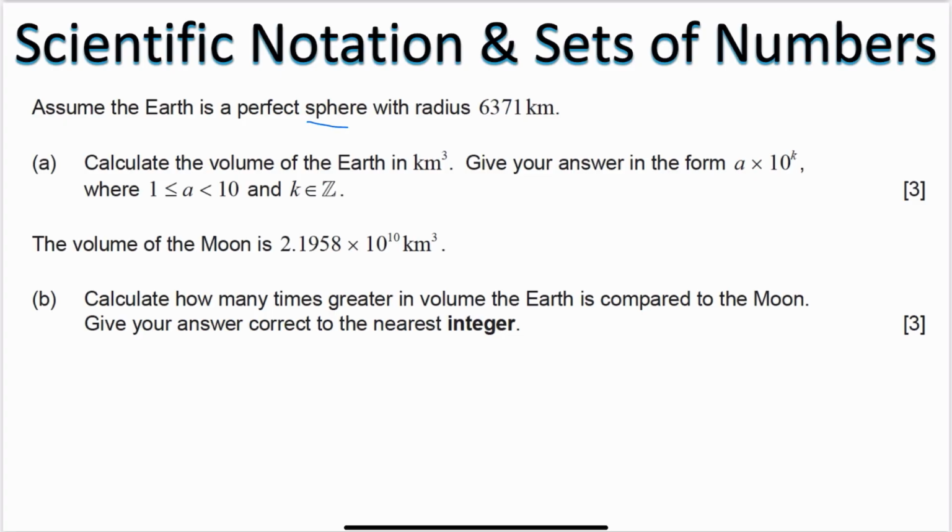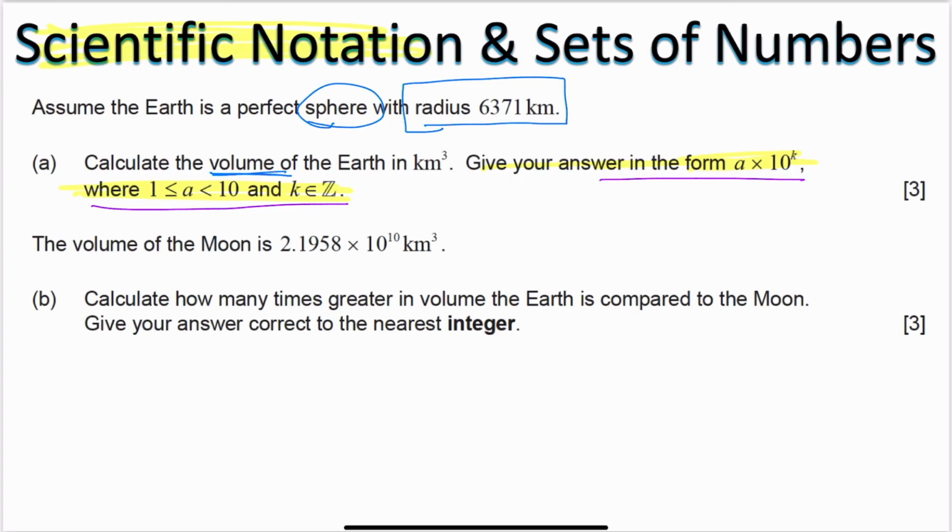A few important things. Number 1, this question is about a sphere. They give us the radius of the sphere. We are supposed to calculate volume, and they want us to write our answer in scientific notation. It is very important for you to understand that on the IB exam, if they want you to write your answer in scientific notation, they're not going to explicitly tell you to write it in scientific notation. They're going to tell you to give your answer in the form a times 10 to the k, and they're going to follow this type of notation. That means scientific notation, and that is very, very important for you to understand so you don't make a mistake.